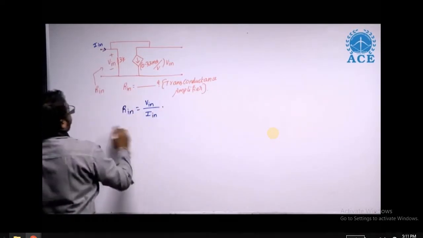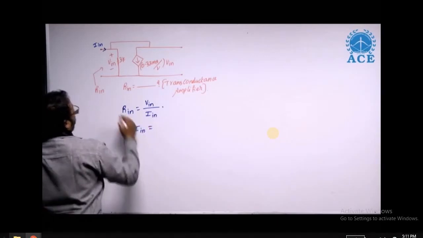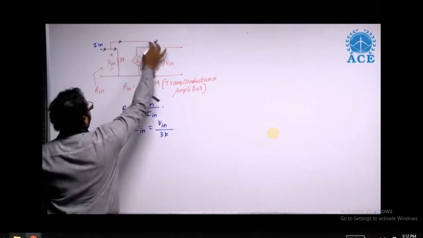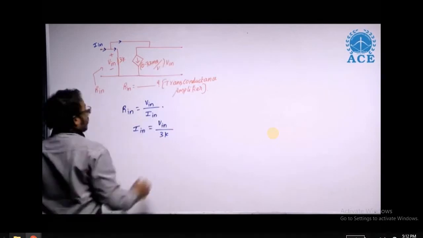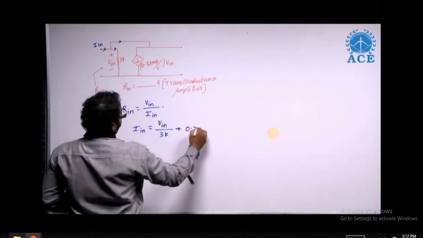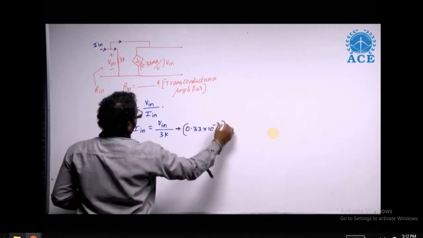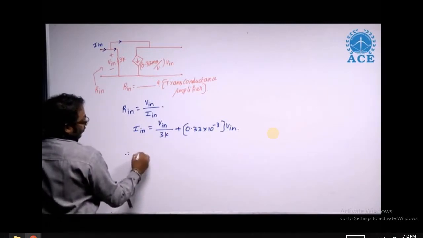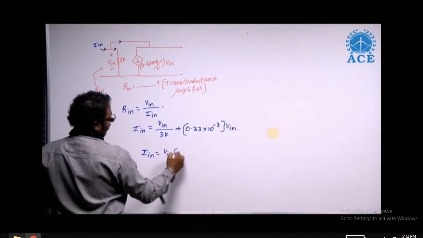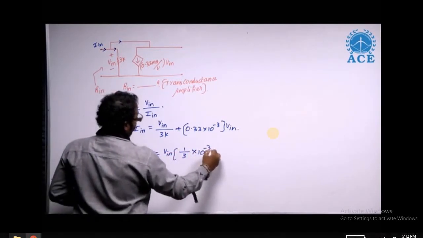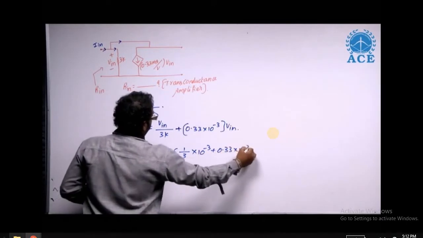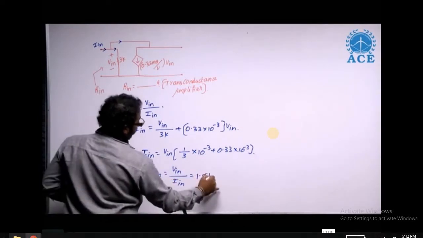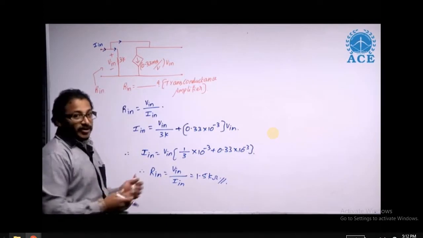So dear students, if I apply KCL over there, input current is equal to V in by 3k, so this current plus this current. I understand this current can be this current because the load is open circuit. So plus 0.33 into 10 power minus 3 into V in. Right? Therefore, if I take V in as common, I in equals V in as common, 1 by 3 into 10 power minus 3 plus 0.33 into 10 power minus 3. Therefore, it is now very easy for us to find the input resistance, V in by I in, which is 1.5 kilo ohm, which must be the final answer for the input resistance. Thank you so much.